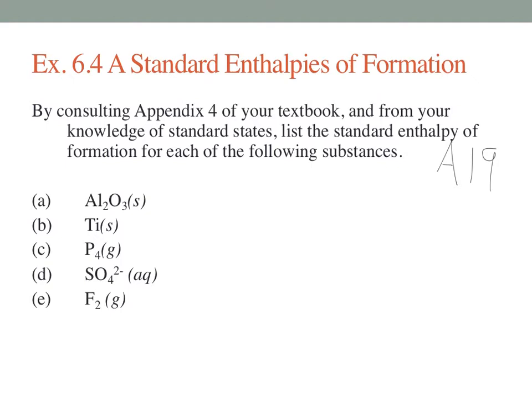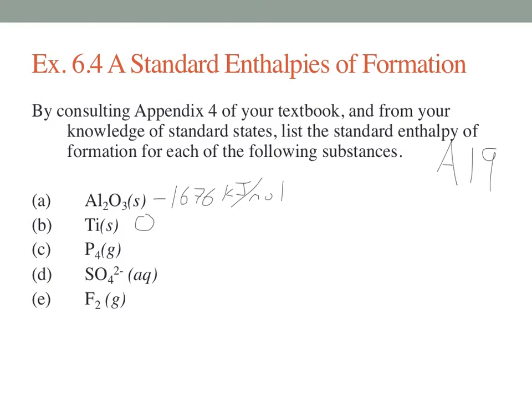Aluminum oxide is going to be negative 1,676 kilojoules per mole. Titanium is in its standard state, so that's going to be 0. So anything in its standard state, well, you don't really require energy to make it because it's already there, so it's a value of 0.